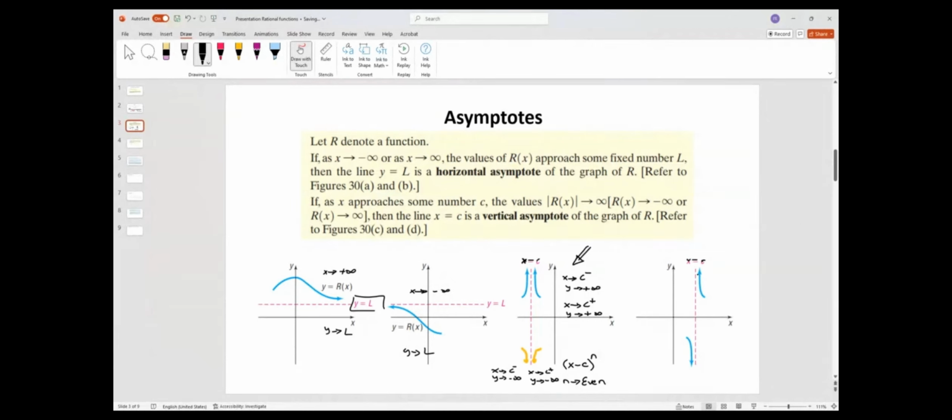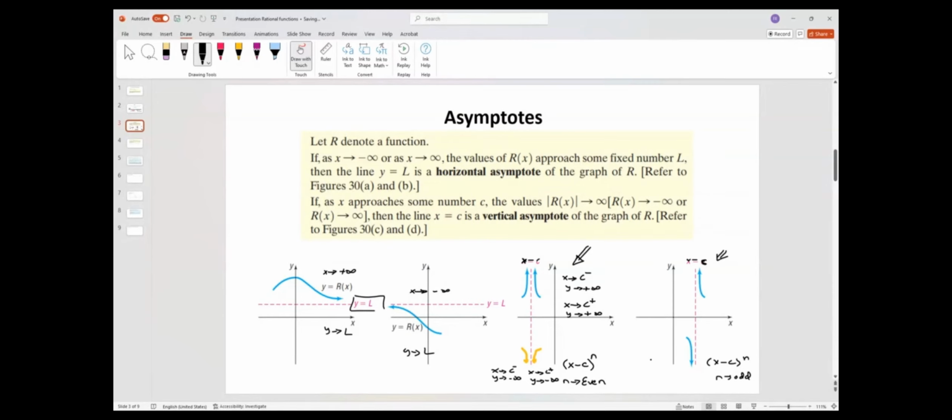Now, we have this other case. We have this vertical asymptote x equals c, which is coming from a factor (x minus c) to the n, and n, the multiplicity of the factor, is odd. Then this is the behavior you are expecting to get near the asymptote. This is c.